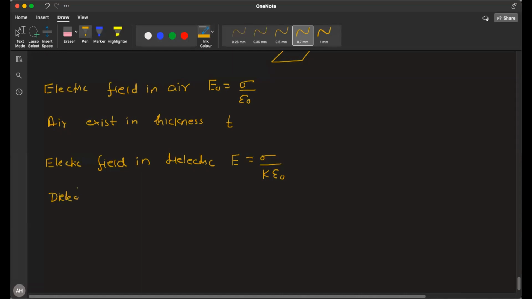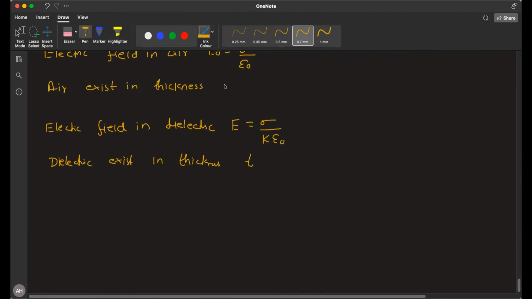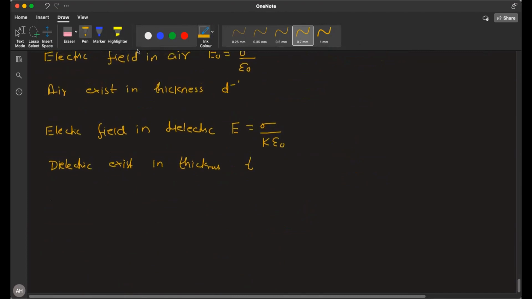And dielectric exists in thickness T. Air exists in thickness D minus T. The total is D, and the dielectric exists in thickness T, so the remaining is D minus T. This exists in thickness D minus T.